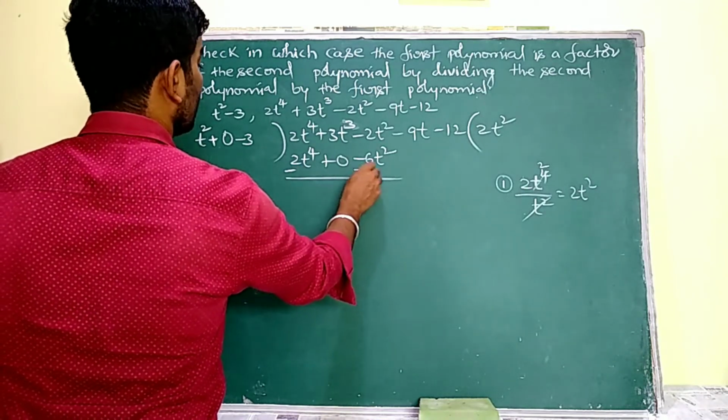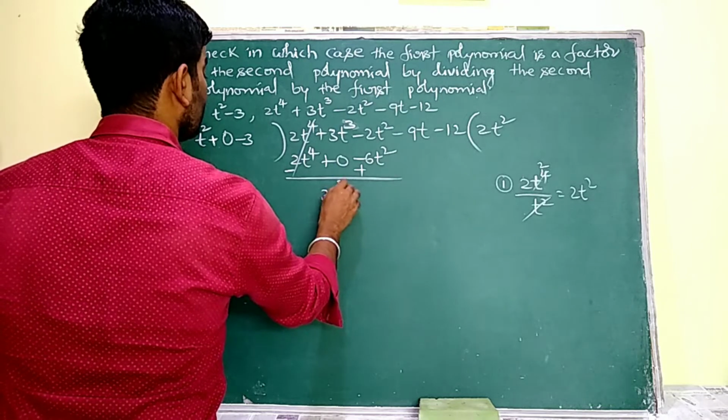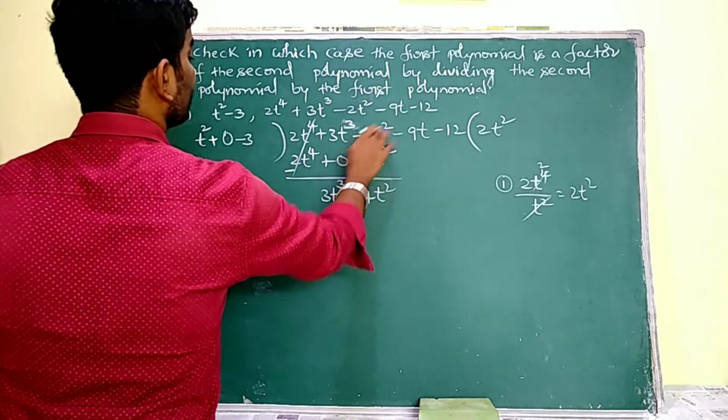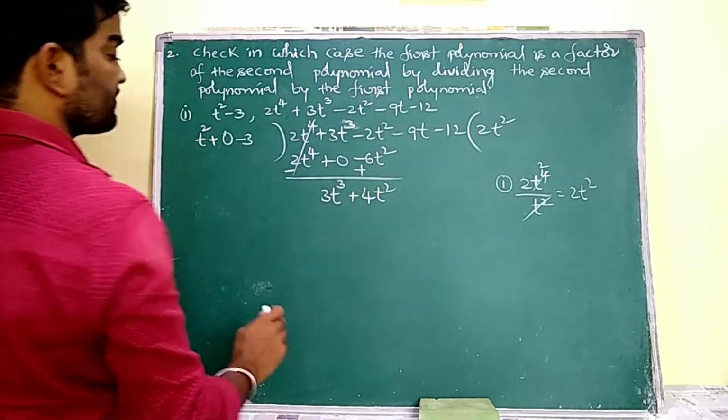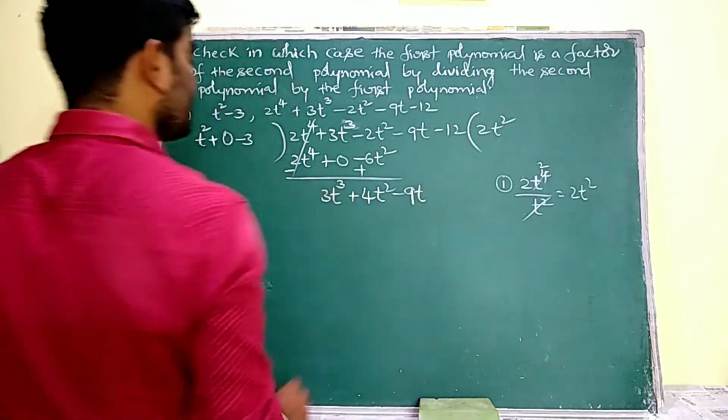It is minus, it is plus. Here these two terms are going to cancel. Now 3t cube plus 4t square it is. Why? Because it is minus 2t square and it is plus 6t square. No ma? Now I have to carry one term, that is minus 9t.